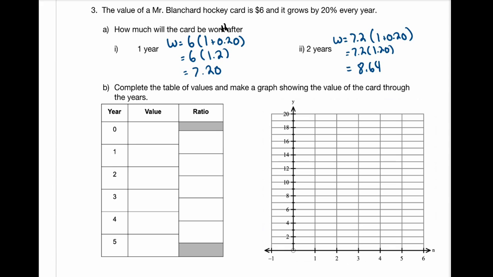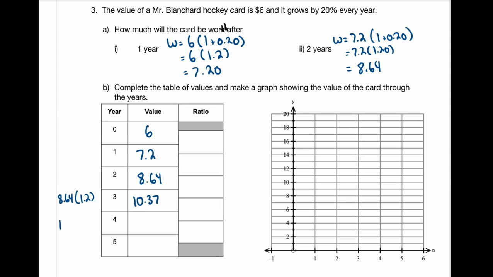Well, at year 0, the value is 6. So originally it's $6. Next, it's $7.20. After 2 years, it's $8.64. We could figure out what it is again by doing the same thing. So for the third year, we can do $8.64 times 1.2, and I get a value of $10.37.